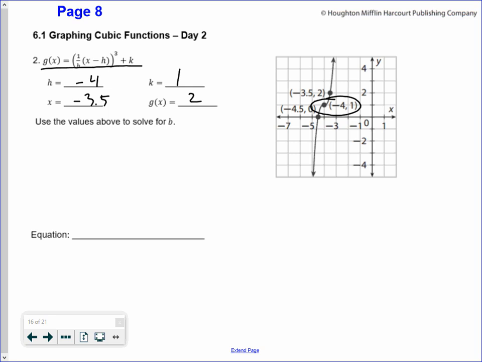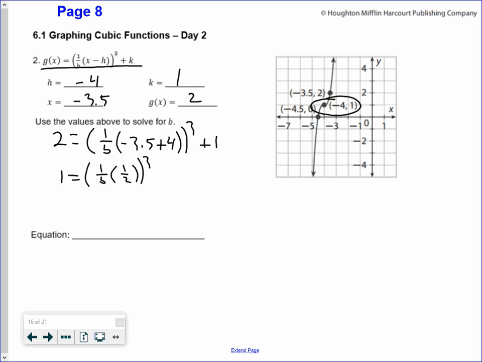I just want to show you why we wouldn't want to plug this in, because it gets really confusing. So if we plug this in, I get 2 equals parentheses 1 over b multiplied by my x of -3.5 minus h, so minus -4, which is plus 4, all cubed, plus my k of 1. Minus 1, and I get 1 equals parentheses 1 over b times negative 3.5 plus 4, that's 1/2, all of that cubed. So I end up getting 1 equals parentheses 1 over 2b, all cubed. And from here, it's going to be kind of ugly.